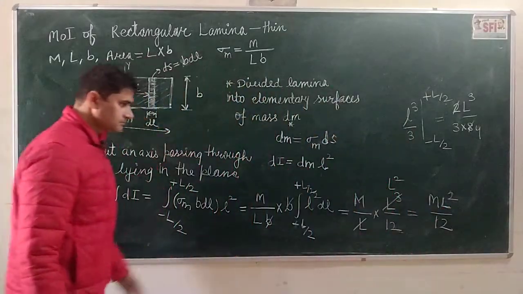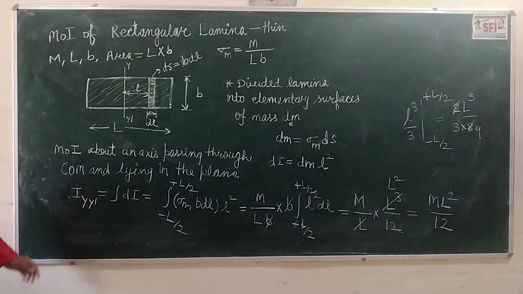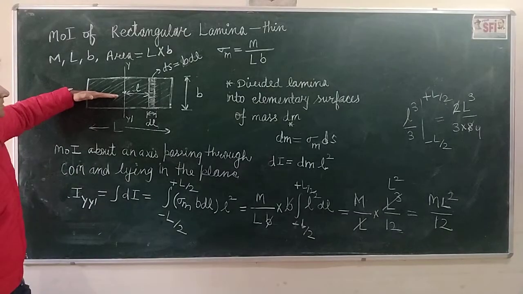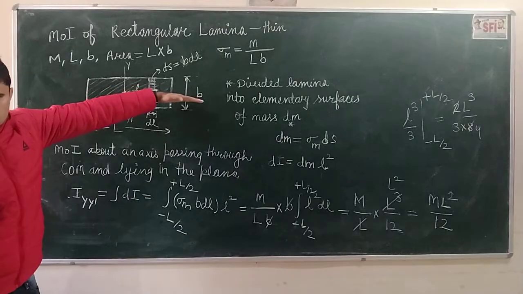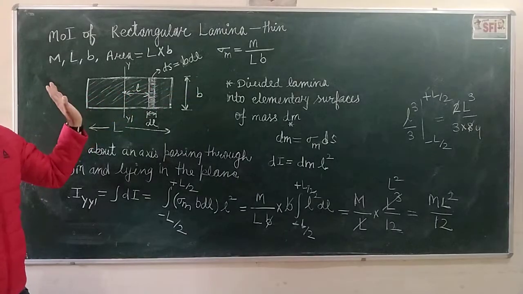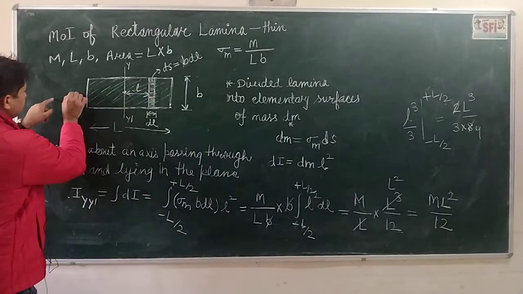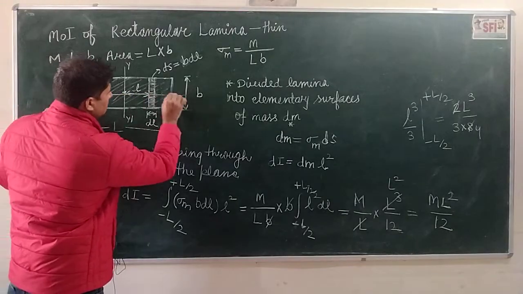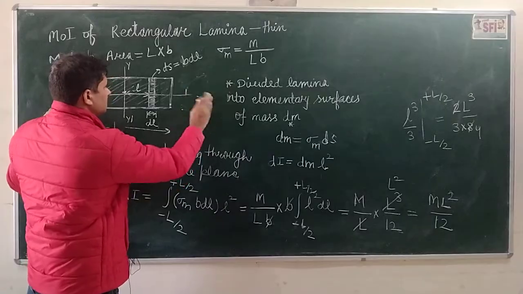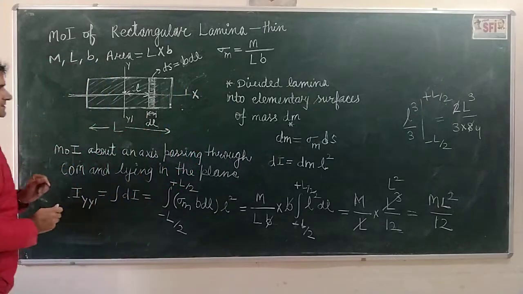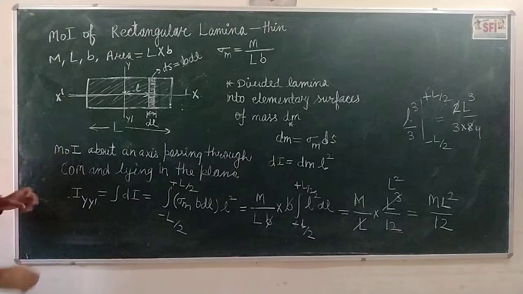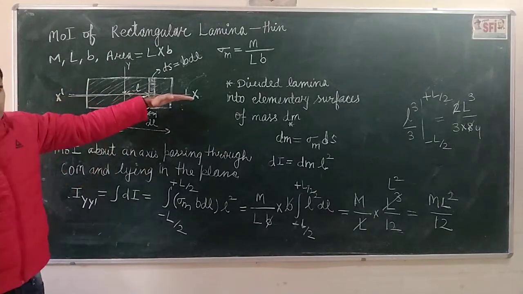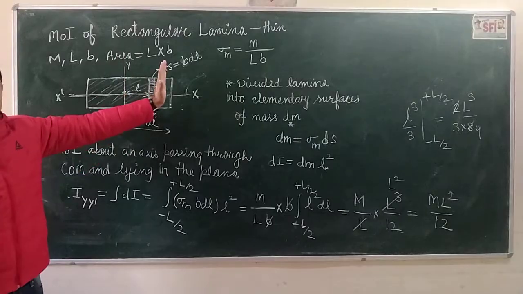Okay class. Now we have to find the moment of inertia about an axis which is along the length and passing through the center of mass. Let that axis be this one. This is your x-axis. You can see this is passing through the center of mass and it is along the length. The y-axis was along the breadth.